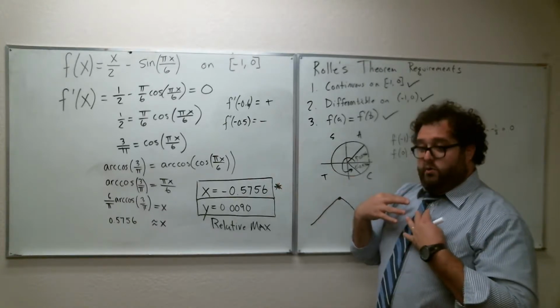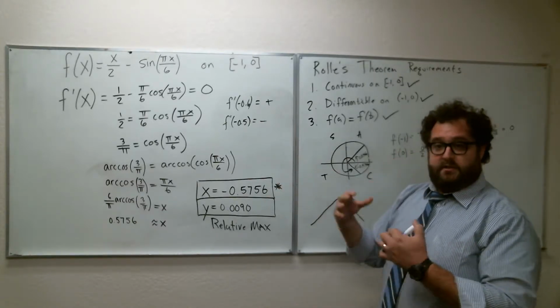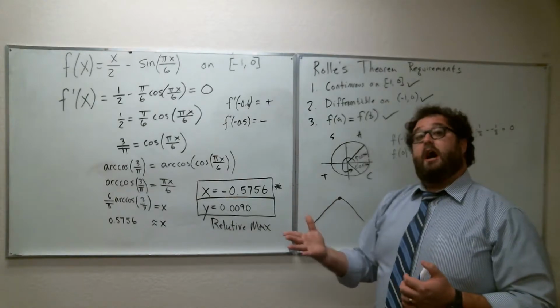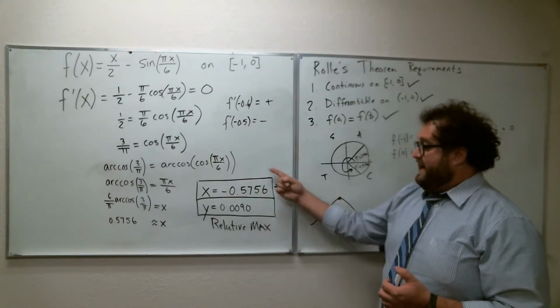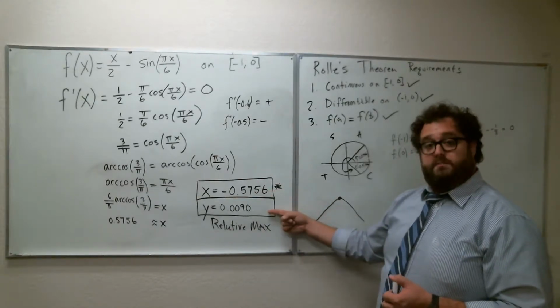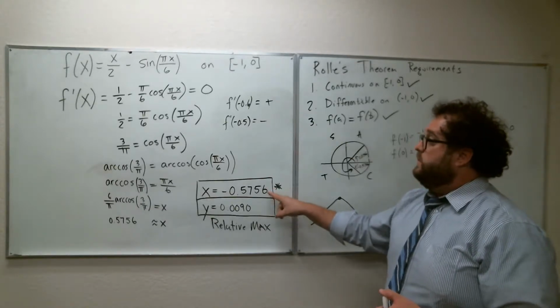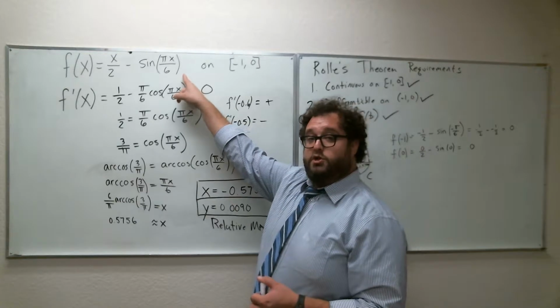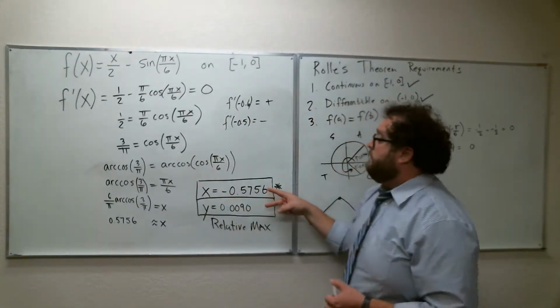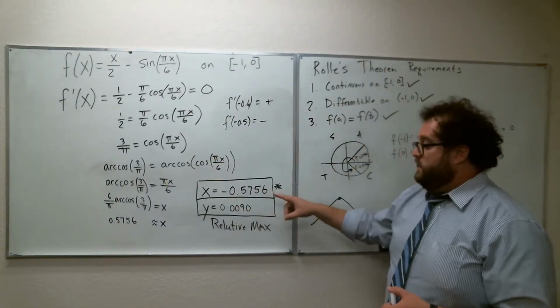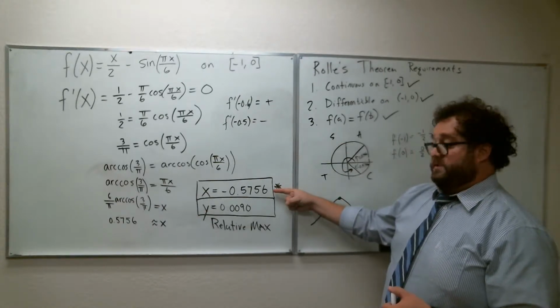Now, usually I require my students on tests and such to give me x comma y. So if you want to find x comma y, here's the corresponding y value. How do you find the y value? You take that x value and substitute into your original function. So here's x comma y. But just to be clear, this is all the question asked for, was that value.